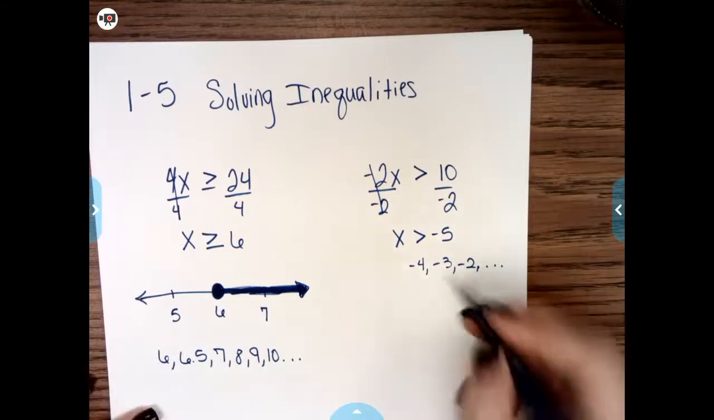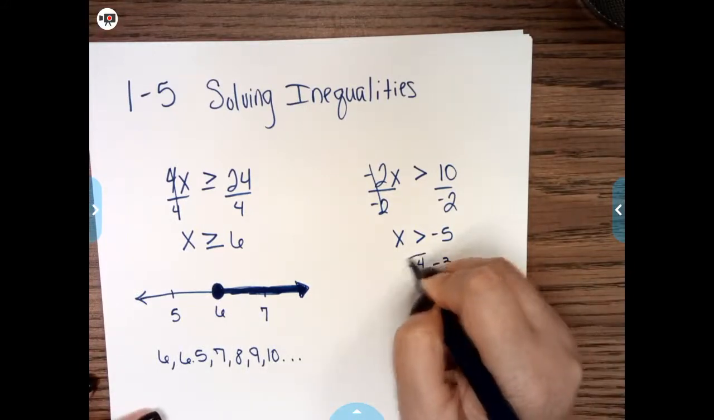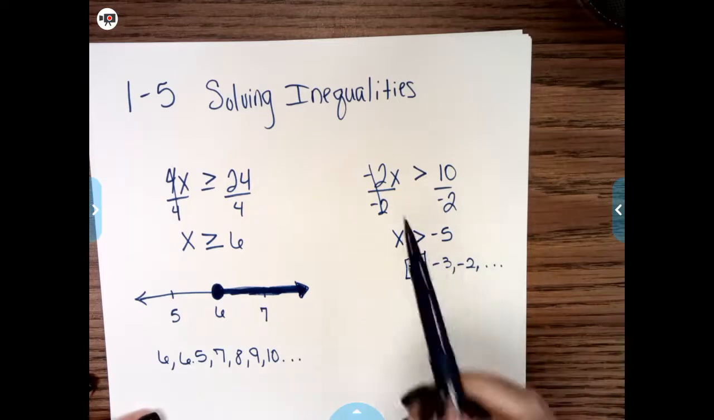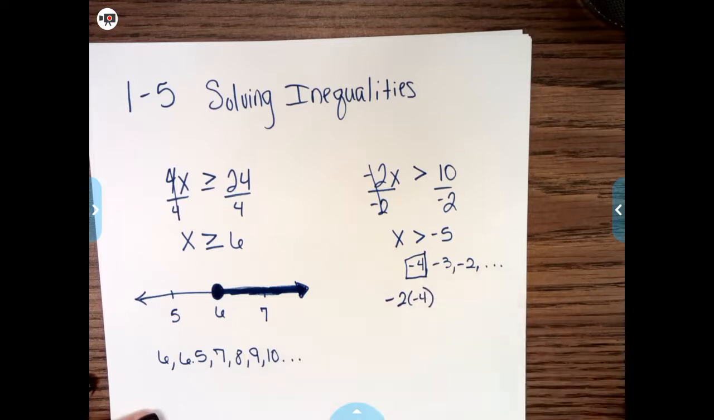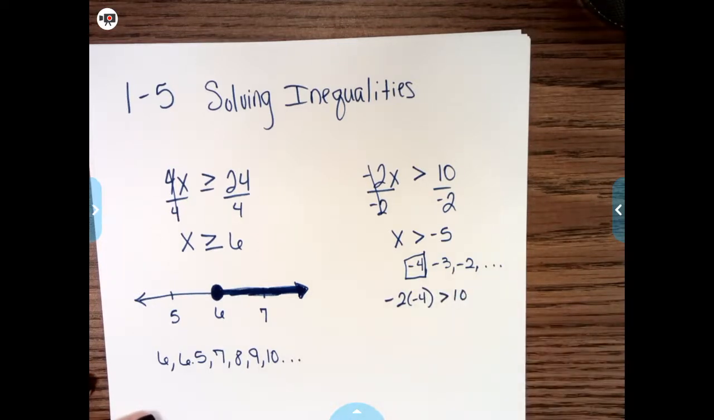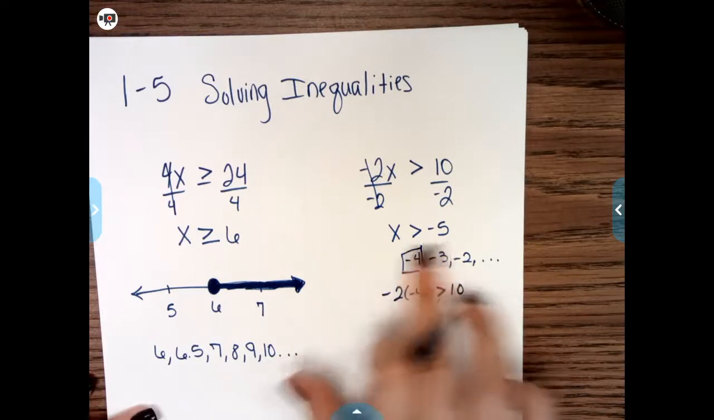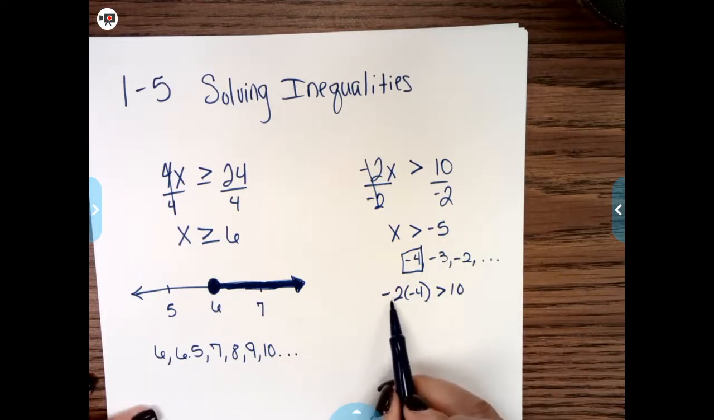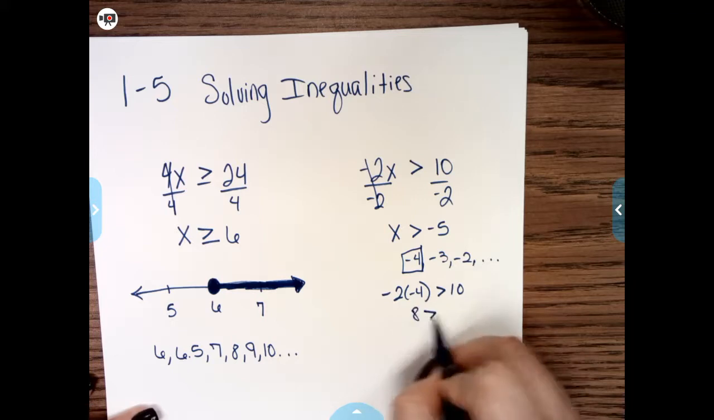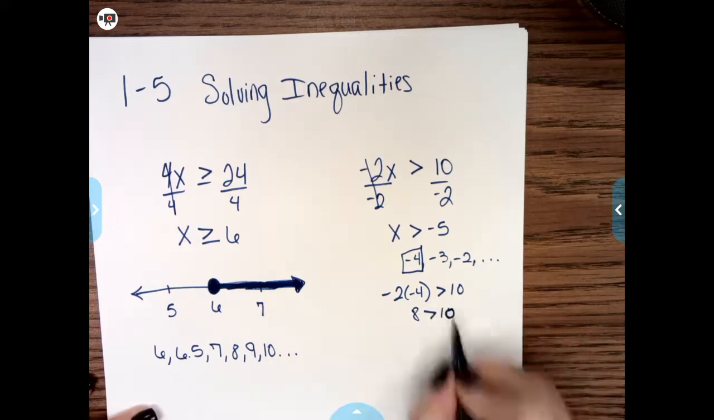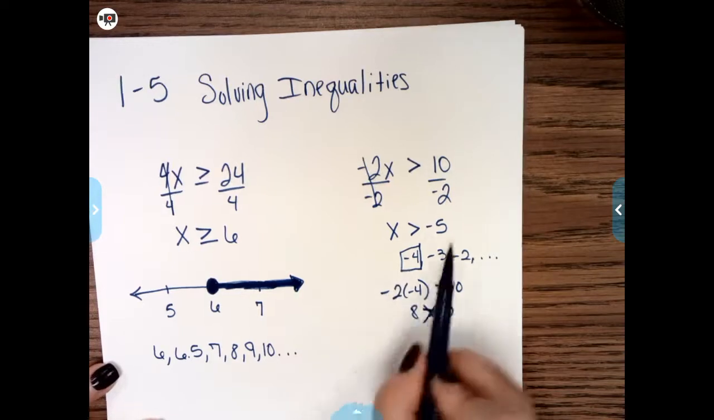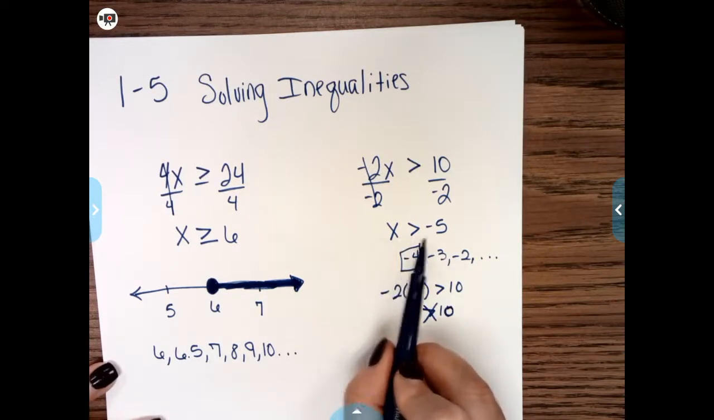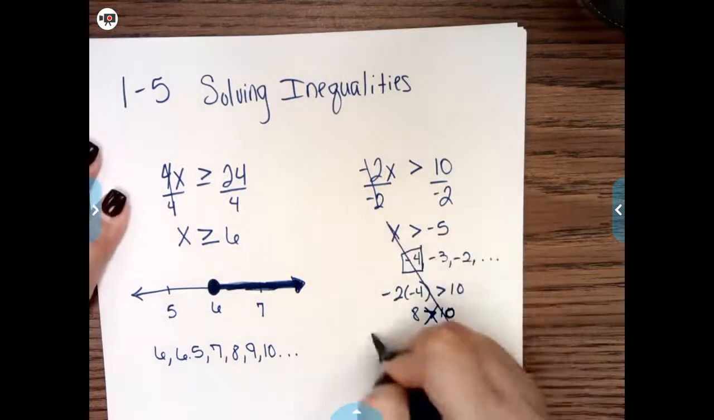Now let's check. Let's say we're checking for the solution negative 4. I'm going to go up to the original inequality and put negative 4 where the x is, using this solution that we found. So negative 2 times negative 4 is positive 8. Well, is 8 greater than 10 using that original? No. So therefore, negative 4 is not a solution. So it doesn't follow that x is everything greater than negative 5. All of this is incorrect.